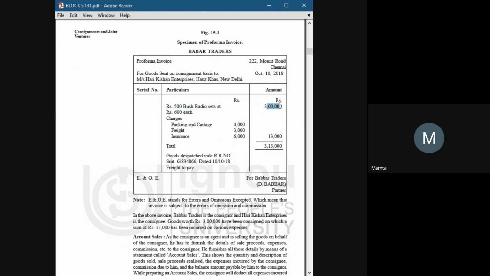The cost is 3 lakh. Charges: packaging and cartage charges we have paid are 4,000. Freight we have given as 3,000. Insurance we have done for the goods is 6,000. And this is the 13,000 total. The total value of these goods with expenses is 3 lakh 13,000.